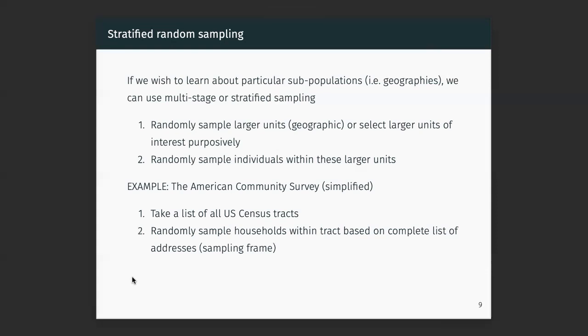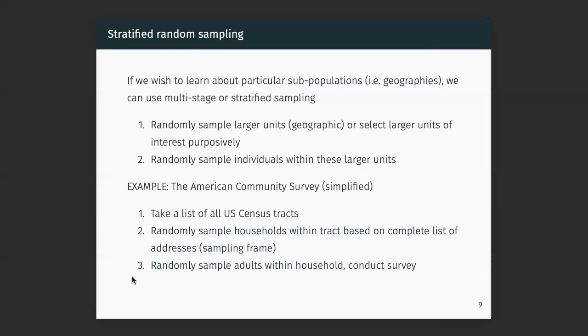So the ACS method is effectively: take a list of all US Census tracts, randomly sample households within tract based on a complete list of addresses. That's the sampling frame, right? We have every residential address in the country that the US Postal Service delivers to, right? And then we randomly sample those. And then we randomly sample adults within the household. So we actually have a three-stage sampling procedure here. First, we sample tracts within the country. Then we sample households within the tract. Then we sample adults within the household. Yeah?